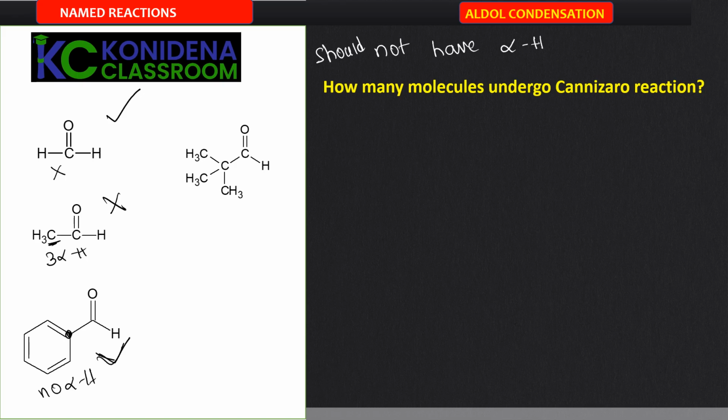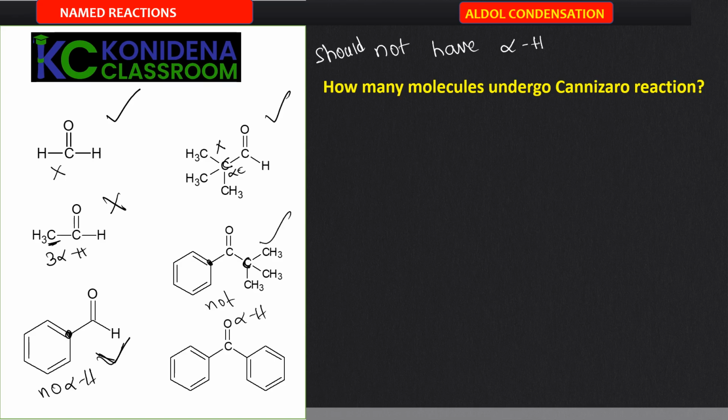In this case the alpha carbon has no hydrogen, so it will undergo Cannizzaro. In this case the same, there is no alpha hydrogen here or here, so this one will undergo Cannizzaro reaction. The same thing here: acetophenone will not undergo it, while benzophenone has no alpha hydrogen, so it will undergo Cannizzaro reaction.